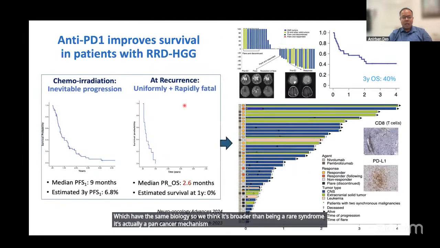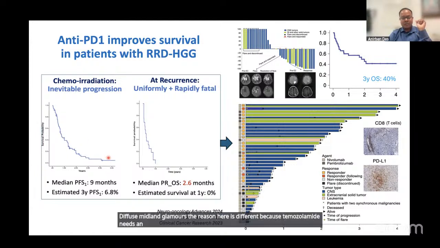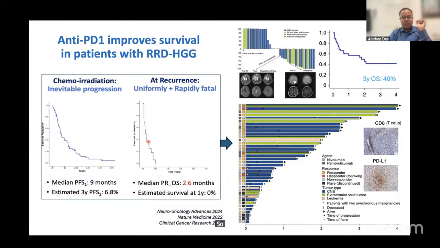So because of the hypermutation, these tumors were very aggressive. So everyone sort of died on chemoradiation. And temozolomide is a drug that doesn't really work in these patients. Again, like diffuse midline gliomas, the reason here is different because temozolomide needs an intact mismatch repair system. So of course, with chemoradiation, everyone recurred, and after recurrence, everyone died in 2 months or 3 months.